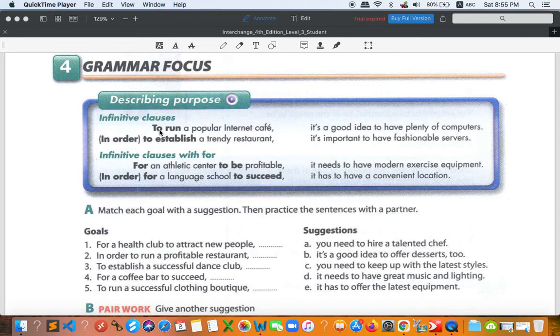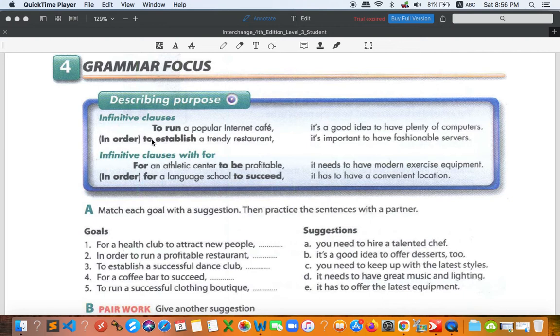This clause expresses purpose. To run a popular internet cafe, or you can say in order to run a popular internet cafe. So you have two choices: you can use to plus verb, or you can say in order to. Make sure that after in order to you need to use a verb. But if you don't want to use in order, you can use to plus verb. To run a popular internet cafe, or to establish, or in order to establish. So you have choices, it doesn't matter.